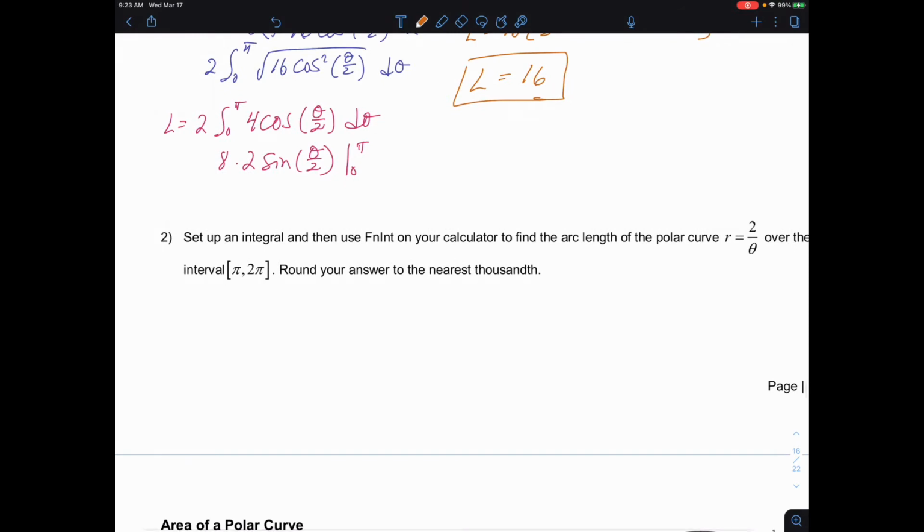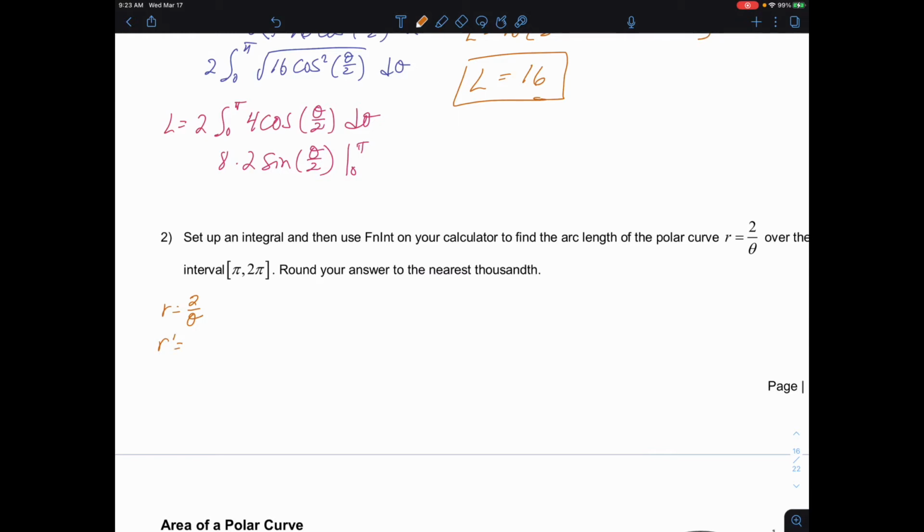The next problem says set up an integral and then use your calculator to find the arc length of the polar curve of r equaling 2 over theta over the interval from pi to 2 pi. Round your answer to the nearest thousandth. So we have our r is equaling 2 divided by theta.